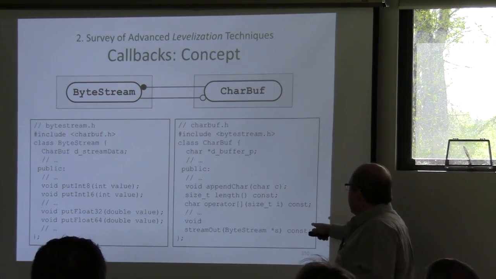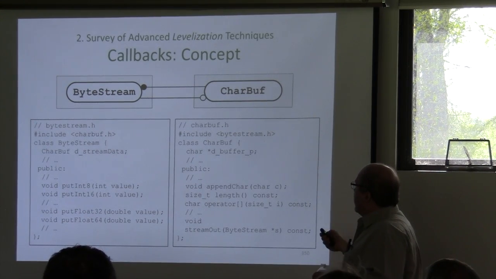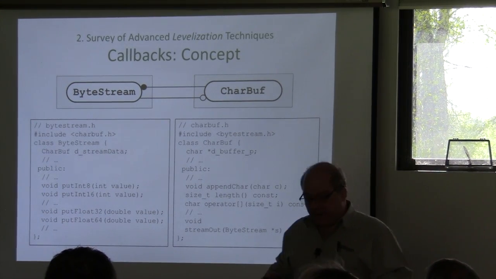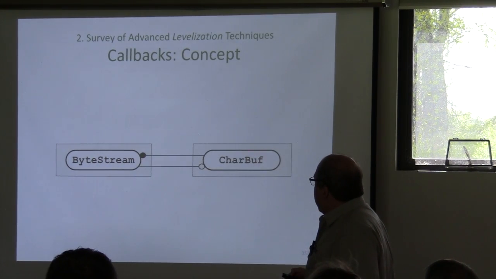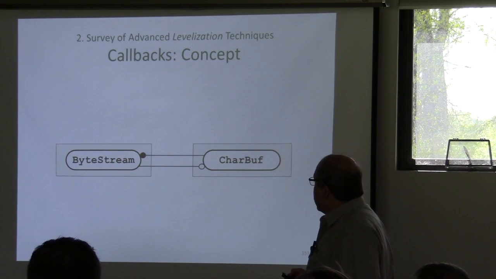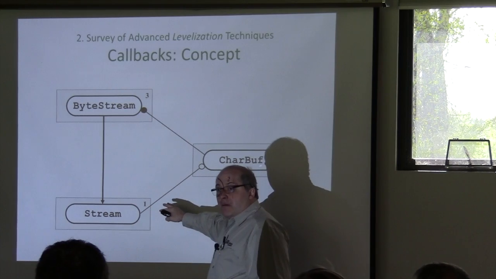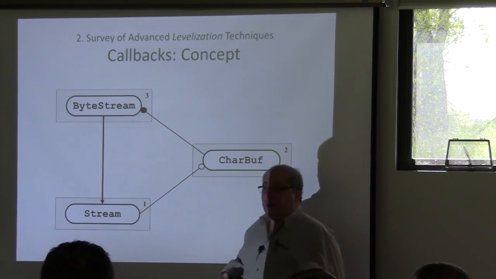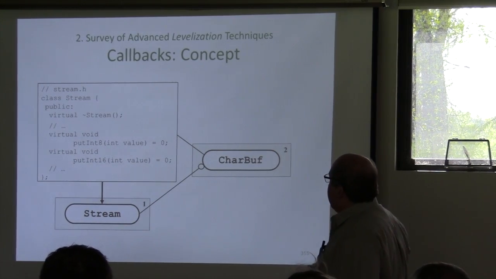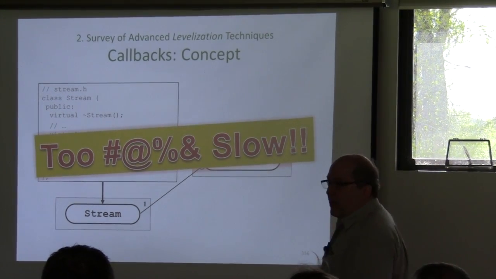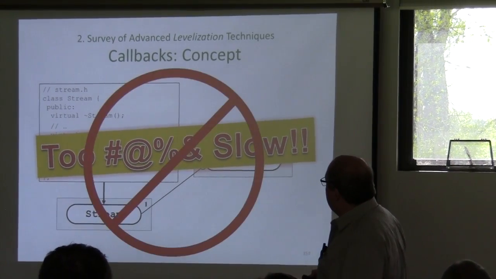And I want to be able to stream out to the stream, and lo and behold, I can't do it because they're mutually dependent. So what can I do? Well, it turns out I can do something similar to what I did before. I can say I have an abstract stream, and then I have a byte stream. That technique worked before, but the trouble is, in this case, it's too slow. If I were to do that, it would be unusable. So what can I do?